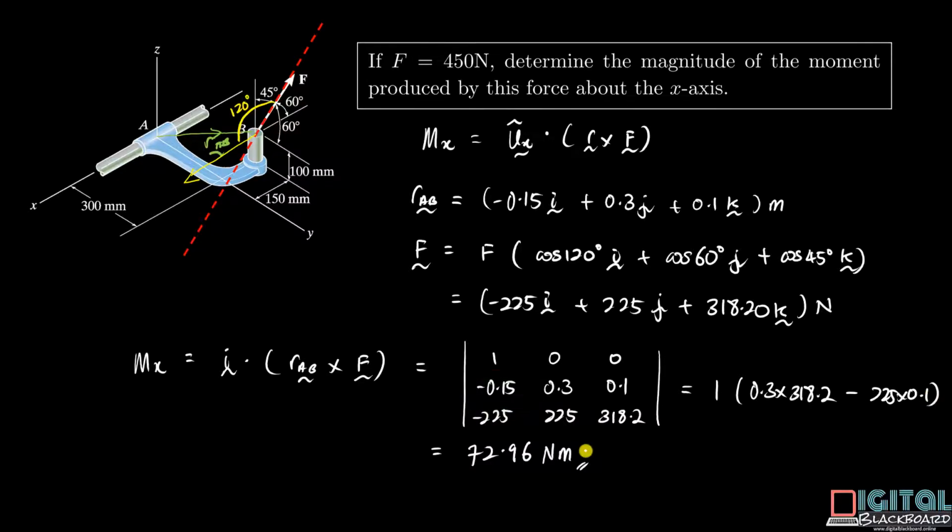is still correct. Now, what is the significance of a positive moment? This means that the moment points in the positive x direction. If you happen to get a negative value here, then this means that the moment points in the negative x direction.